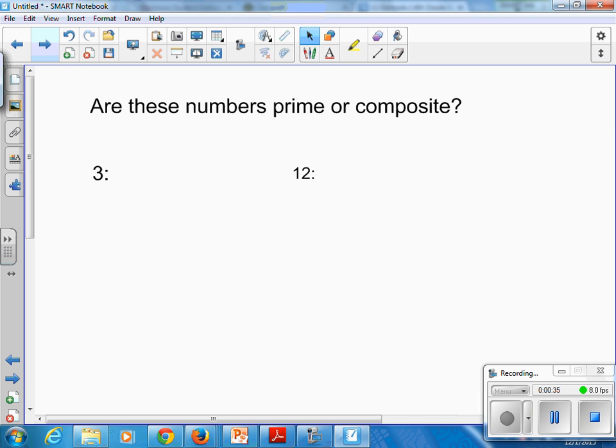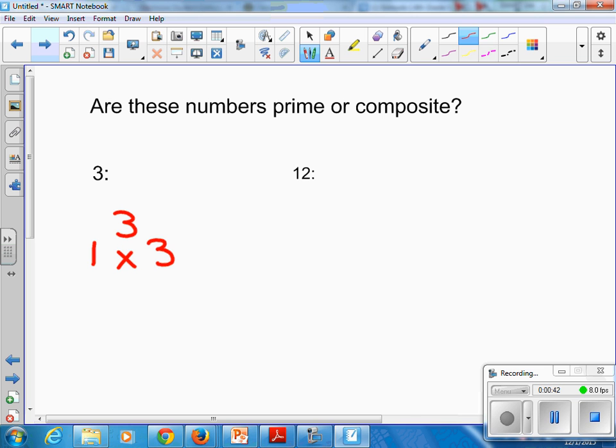Let's see. I need to see how many factors it has. 3. Let's list the factors of 3. 1 times 3. And the next number is 2. Is 2 times something 3? Not really. That means the factors for 3 are 1 and 3. It has two factors. Therefore, 3 is a prime number.